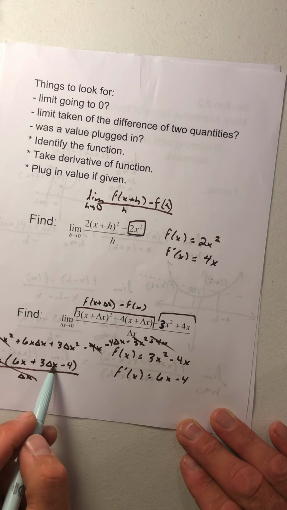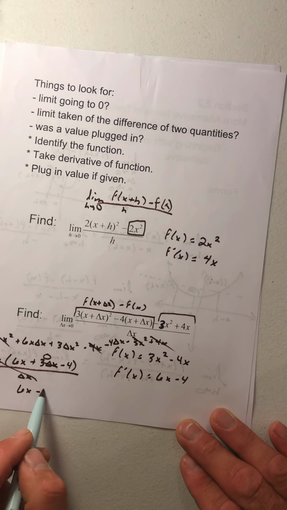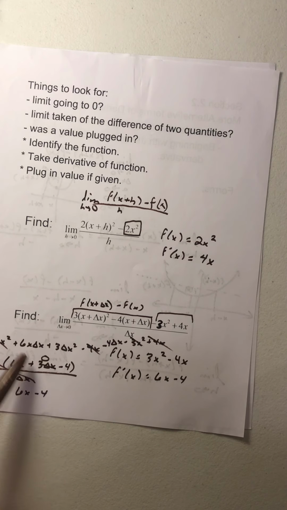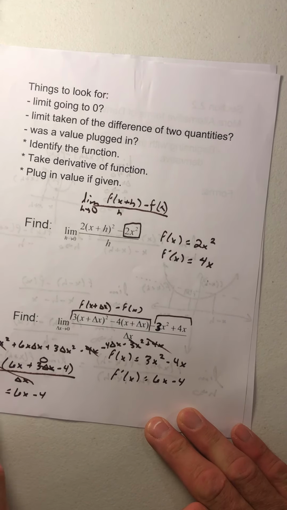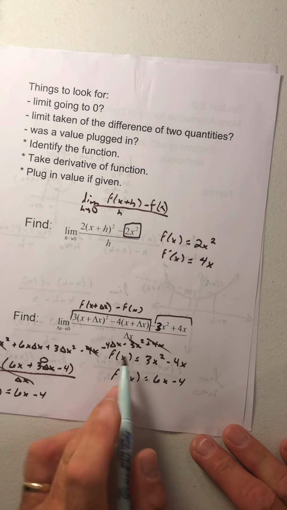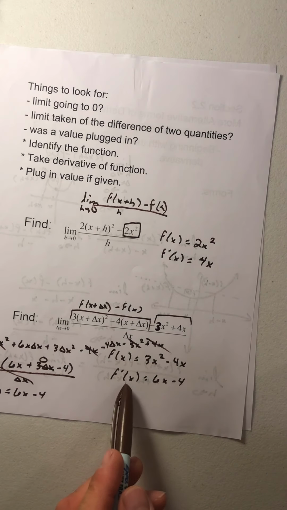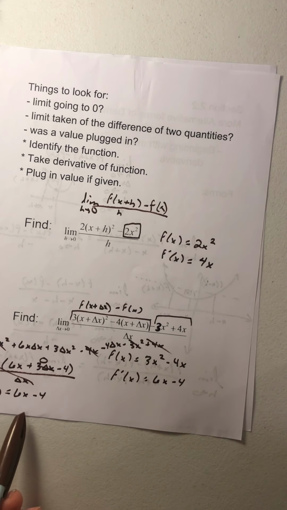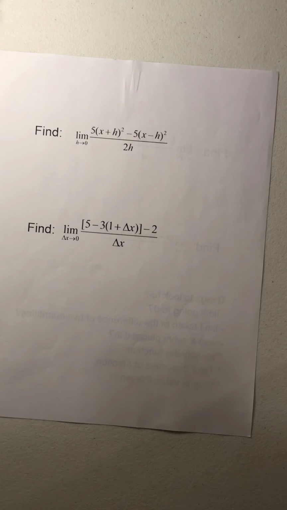Delta x's cancel. This delta x goes to 0. We take the limit, and we end up with 6x minus 4. Which one would you rather do? Multiply it out to get 6x minus 4, and we know that that's the derivative. Or recognize that our function was 3x squared minus 4x, and we're looking for the derivative, which gives us 6x minus 4. Time consuming here, we can work out the problem there pretty easily and pretty quickly.